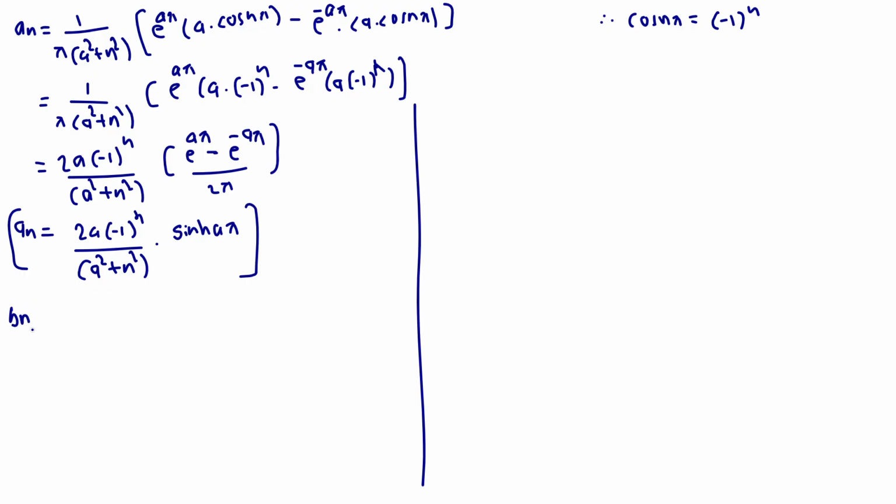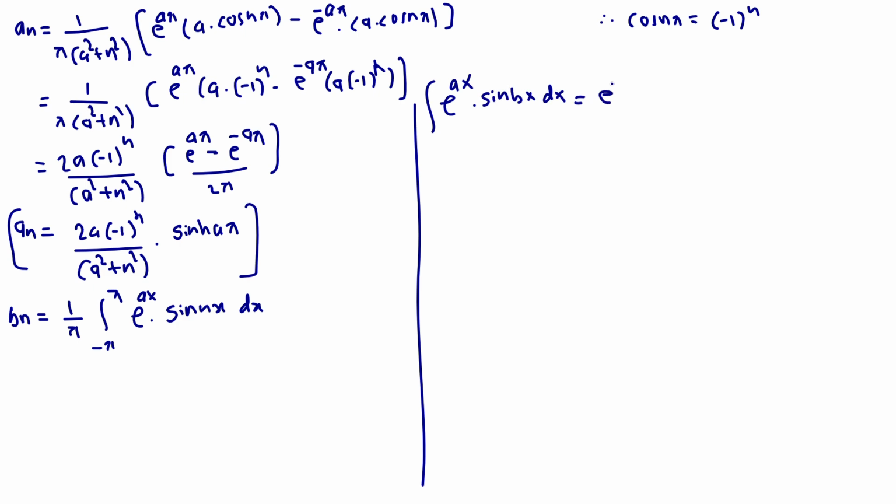Similarly you can find the value of bn. bn is equal to again same, 1 over pi, integral from minus pi to pi of f of x, here e raised to ax into sin nx, right, sin nx dx. So the formula of integration of e raised to ax into sin bx dx is equal to e raised to ax over a square plus b square in bracket a sin bx minus b into cos bx.